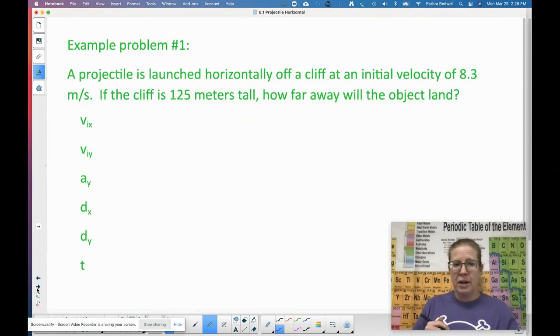So here's an example of our problem. We've got a projectile launched horizontally off of a cliff at an initial velocity of 8.3 meters per second, kind of like the cannonball problem. If the cliff is 125 meters tall, how far away will the object land?